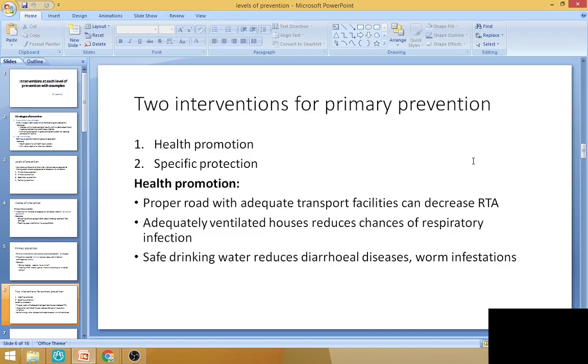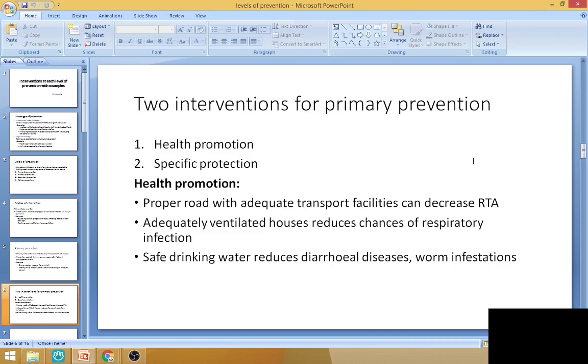TB, tuberculosis, is highly infectious, very, very infectious. So what happens if the ventilation of the house is not proper, and one of the family members is infected with TB? For the rest of the family members, the chances of getting the infection are very high. That is why adequate ventilation, if made while building the house, is one example of health promotion.